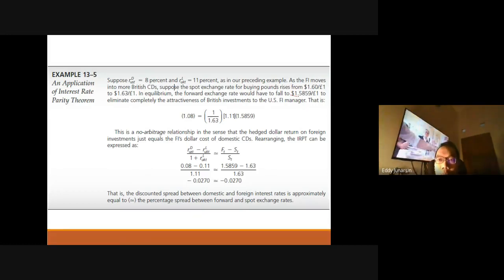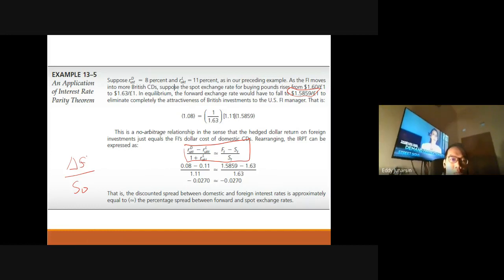Okay, so here should be like this, right? If you want to use the delta spot, you can do it this way. So delta spot per initial spot should equal the interest rate in the home country minus the interest rate in the foreign country, divided by 1 plus the interest rate in the foreign country.